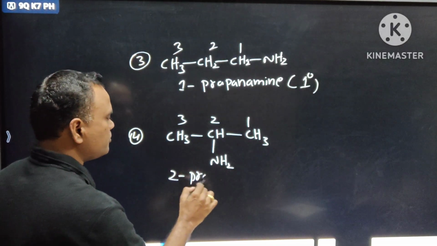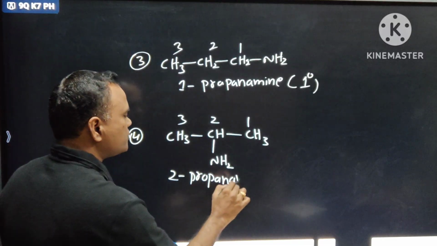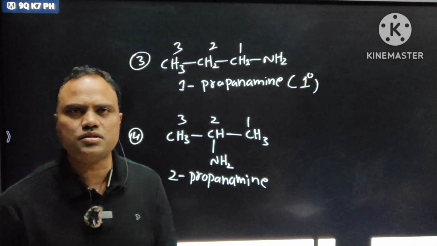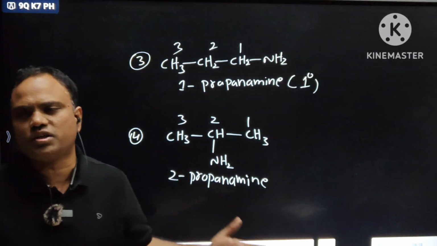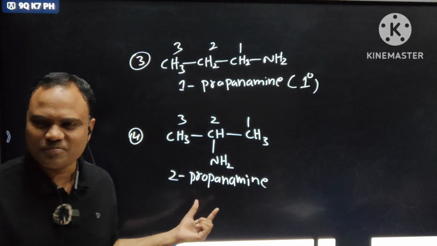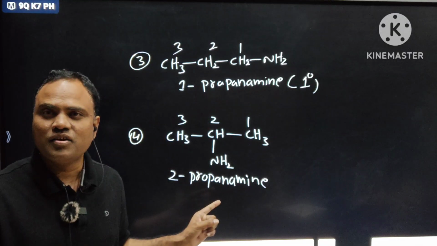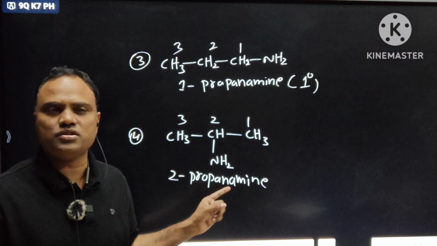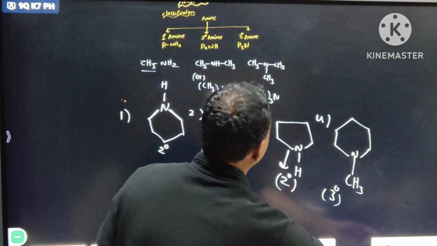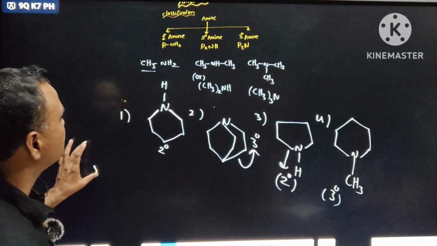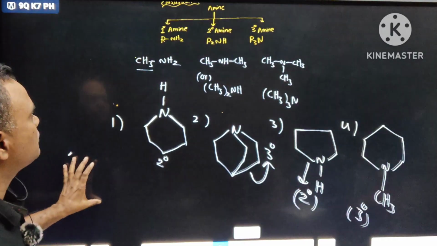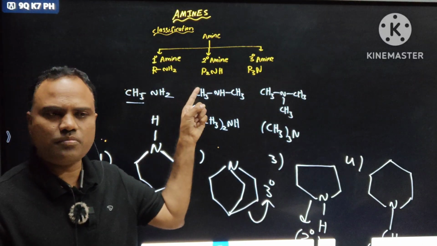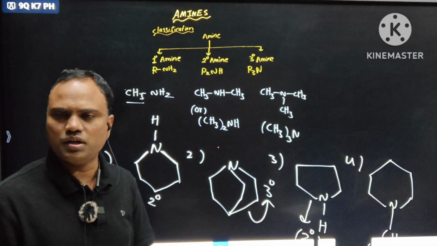1-propanamine and 2-propanamine. Most of the students will get confused with this name. They consider 2-propanamine as a 2 degree amine because 2 is coming, but 2-propanamine is 1 degree. Why? In a 1 degree amine, NH2, 2 hydrogens are present. RNH2 is the general formula of a 1 degree amine.